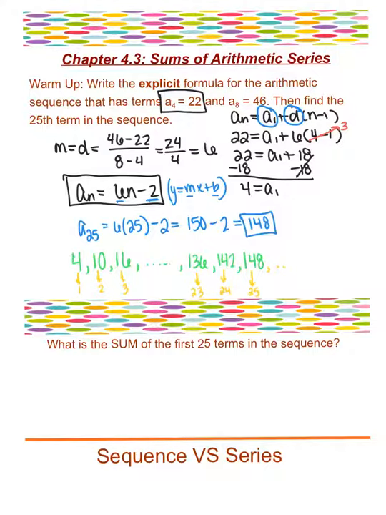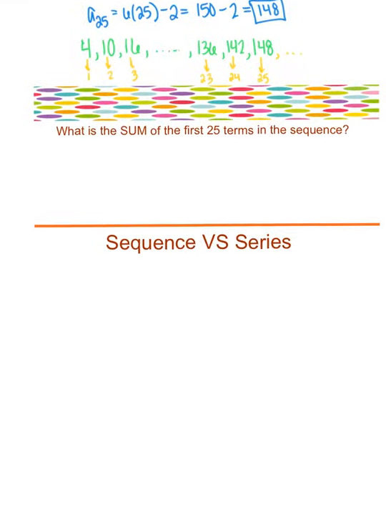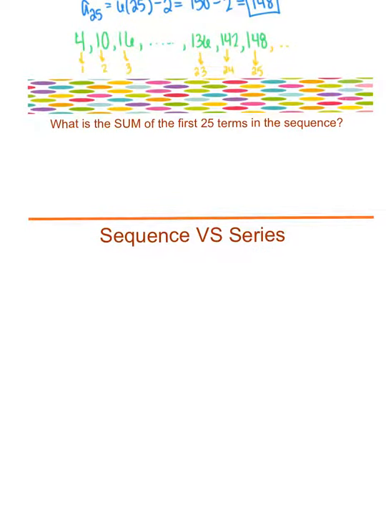So now let's look at the next question. It says, what is the sum of the first 25 terms of the sequence? The sum. So when I read sum, I know that means addition. So they're asking me to take the first term, which is 4, and add the second term, which is 10, plus the third term, plus all the terms, 23rd, 24th, and 25th term, and figure out what on earth that equals.